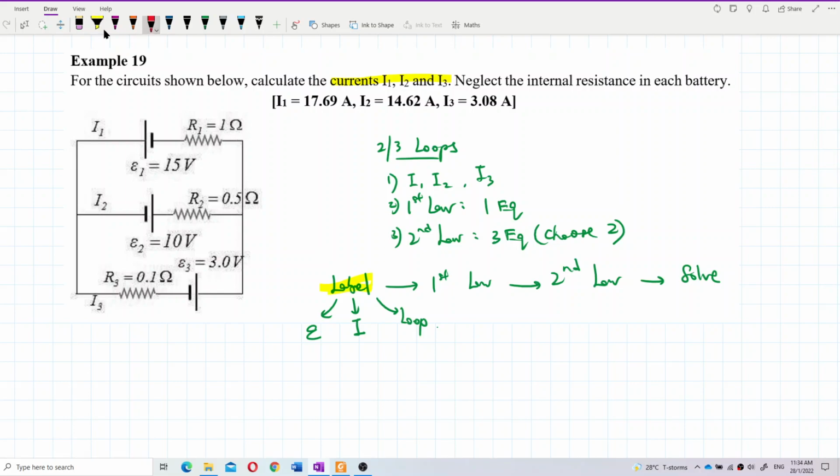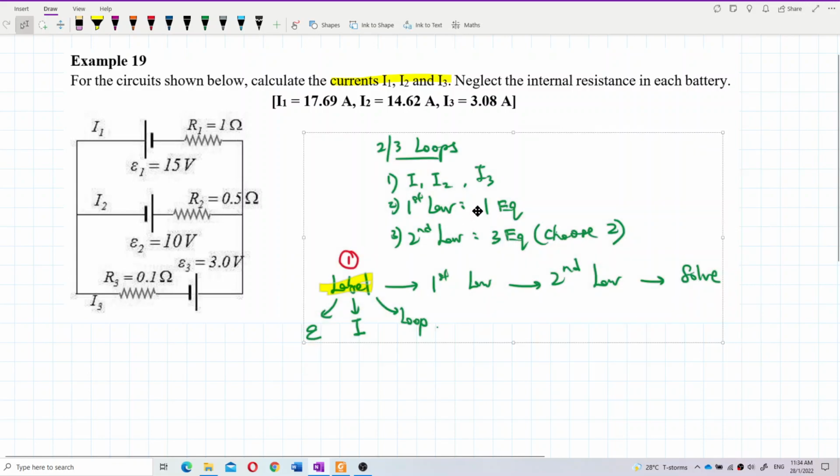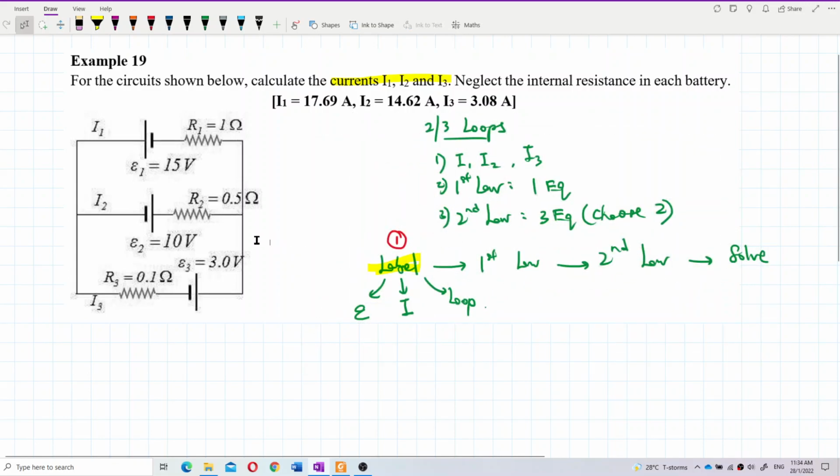That is the first step, because we use the EMF direction, current direction, and loop direction to determine the equations, especially for the first law and second law. We need the direction of all these to build equations later on. Understand? Okay, let us begin. First of all, label the EMF directions.